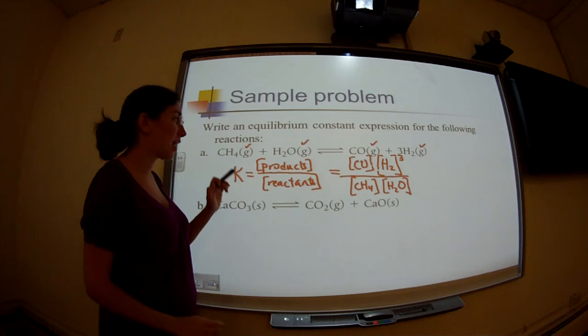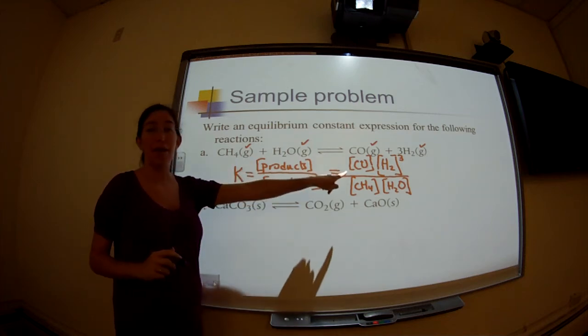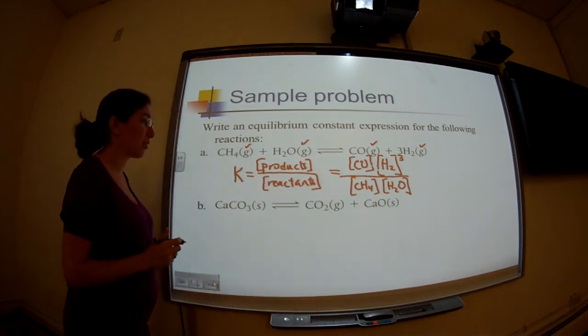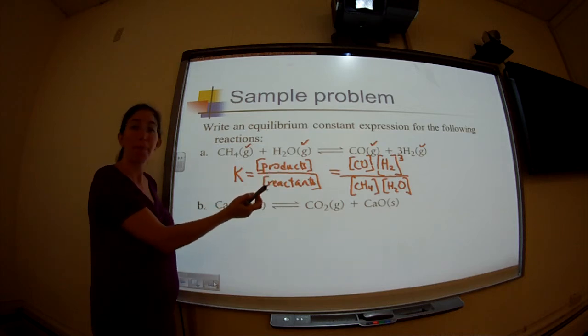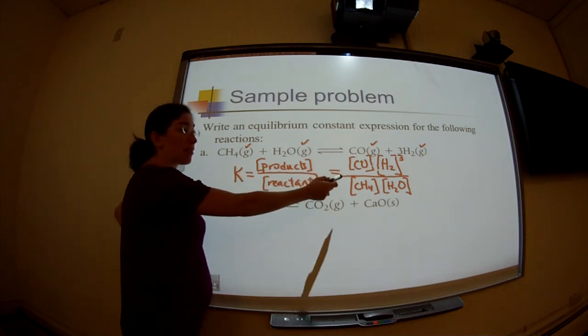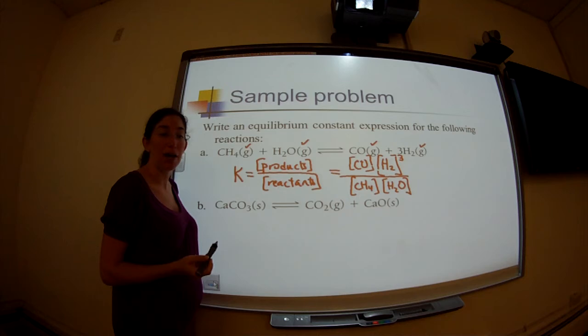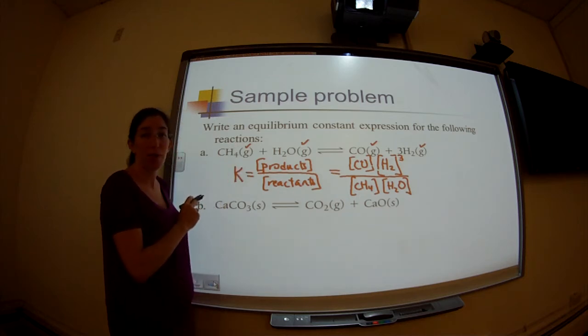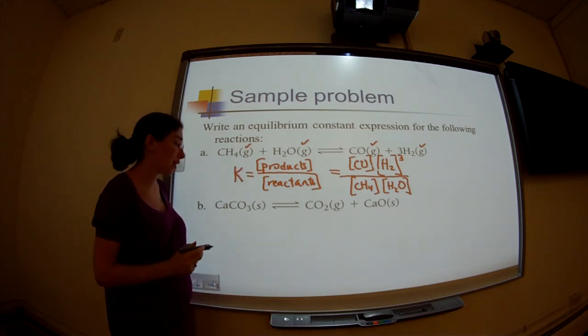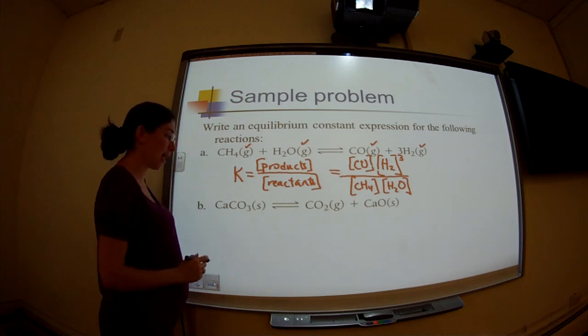So just remember, if it's gas or aqueous, bam, it goes into the equation. So that's it. That's our K. That is the equilibrium constant. This is how we would calculate the equilibrium constant for the first chemical reaction, okay? How about this chemical reaction?